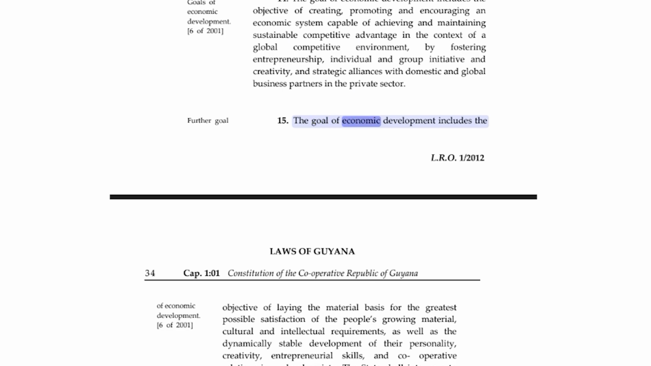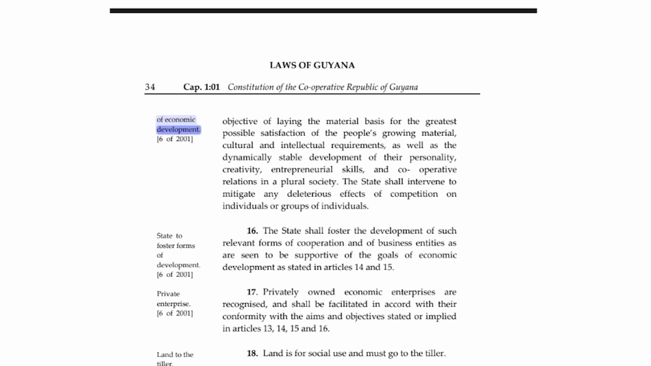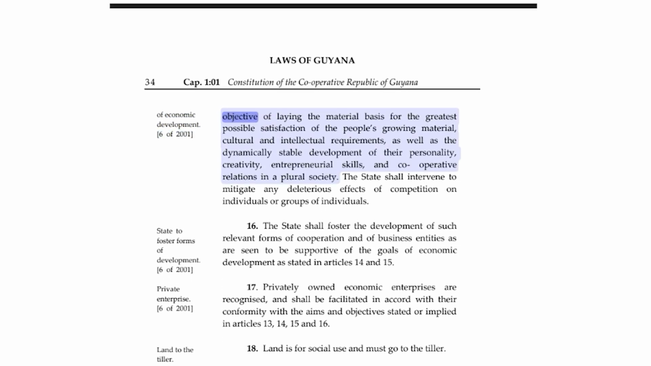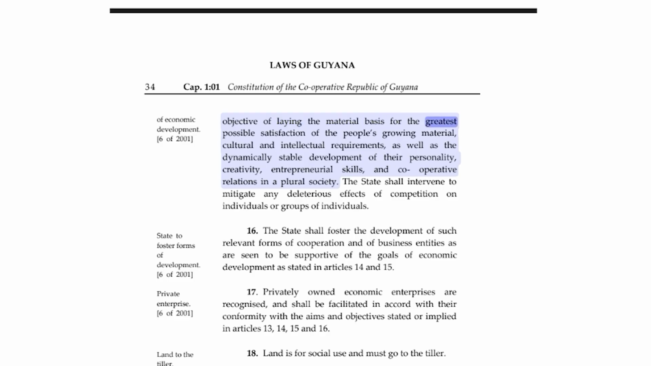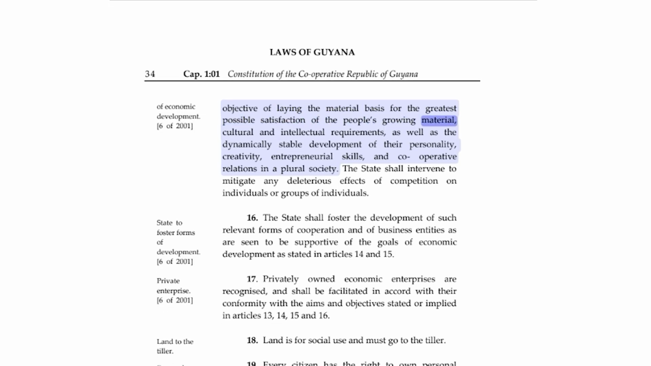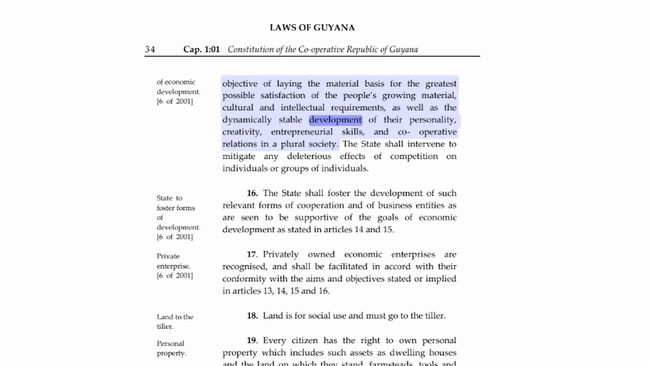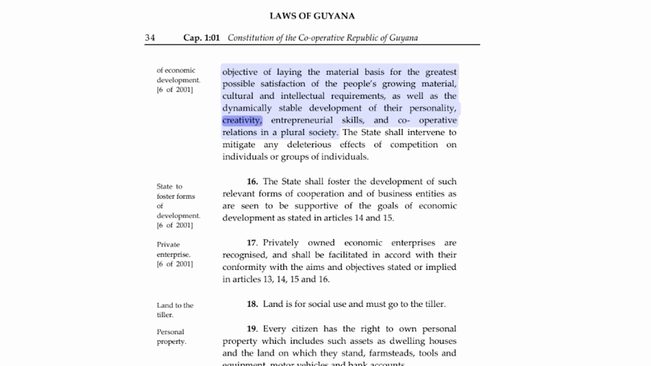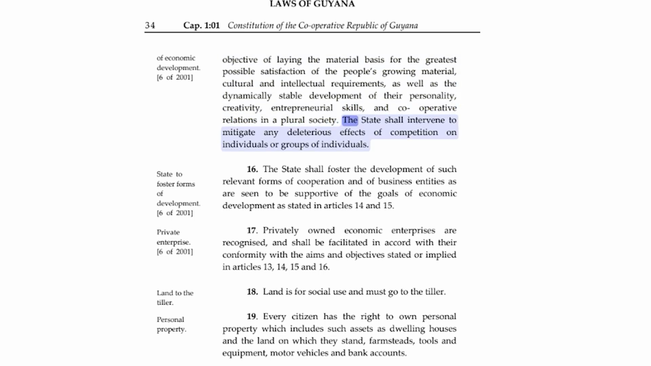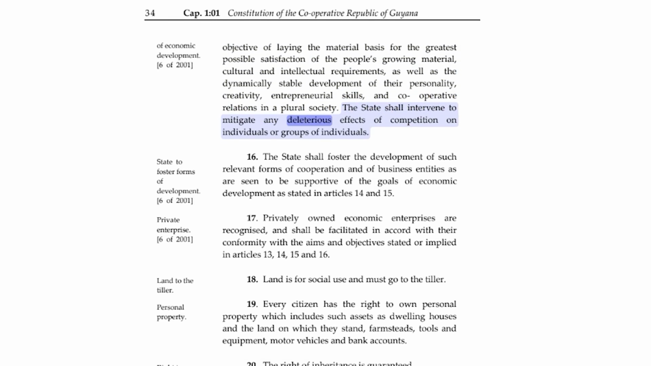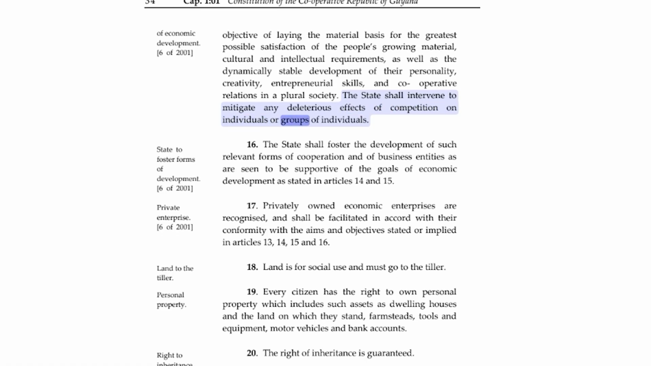15. The goal of economic development includes the objective of laying the material basis for the greatest possible satisfaction of the people's growing material, cultural and intellectual requirements, as well as the dynamically stable development of their personality, creativity, entrepreneurial skills, and cooperative relations in a plural society. The state shall intervene to mitigate any deleterious effects of competition on individuals or groups of individuals.